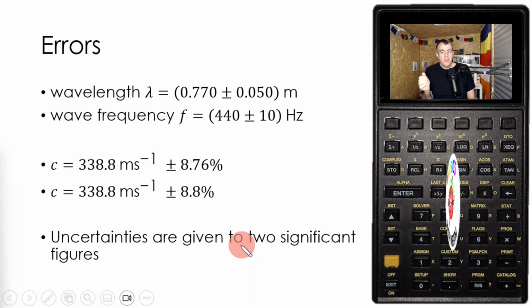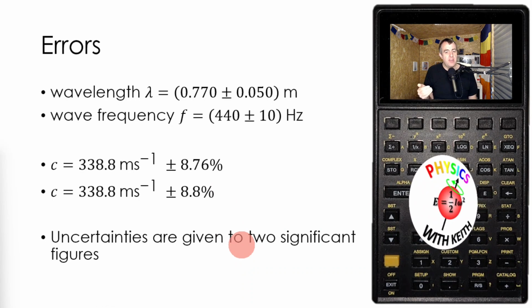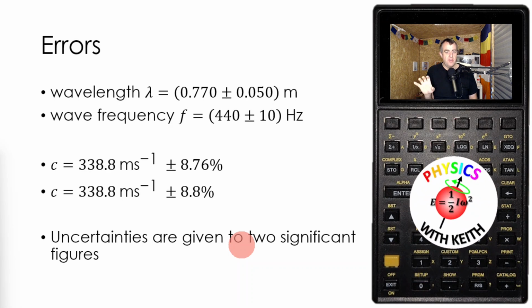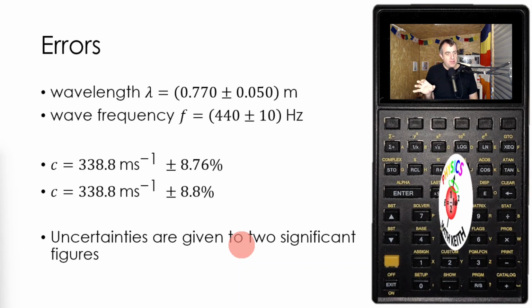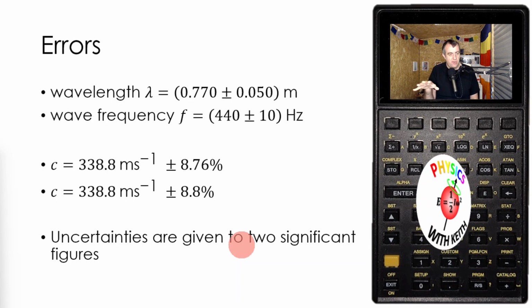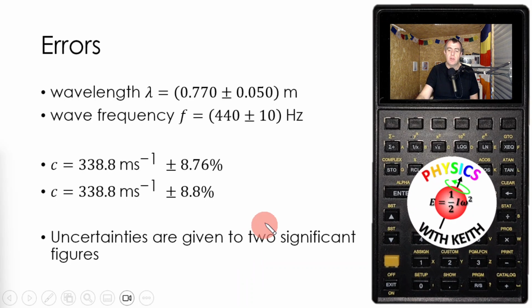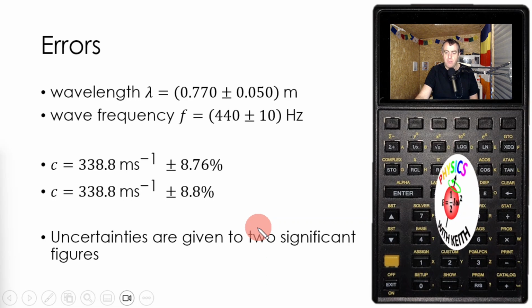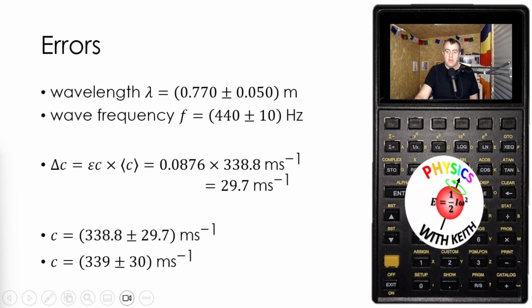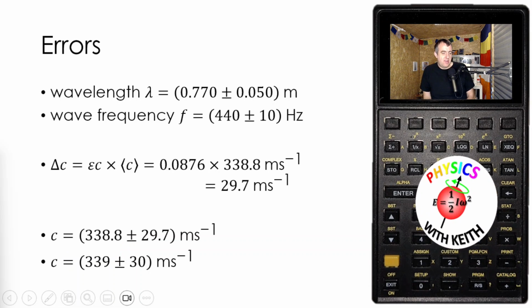But usually we'd want to give our uncertainty as an absolute, not as a relative or percentage uncertainty, if it's the final answer. Not always, but usually. That's what we'd be more interested in. So here's our absolute uncertainty in C.